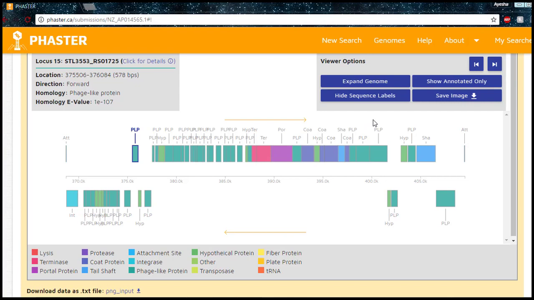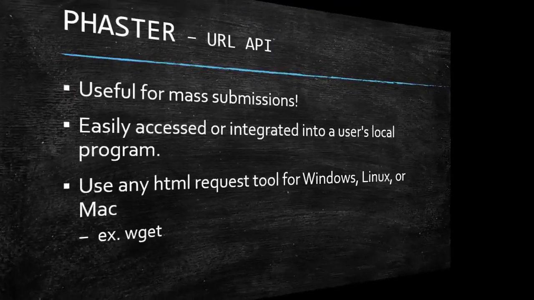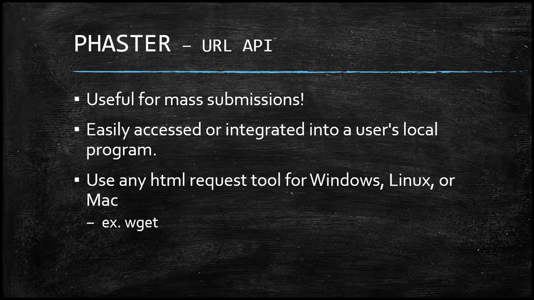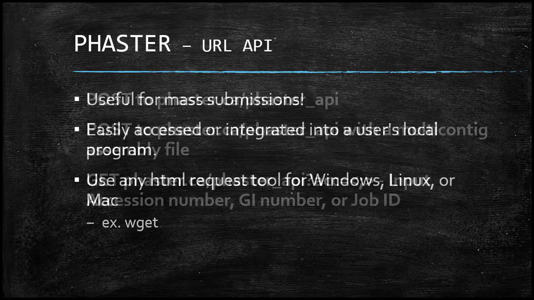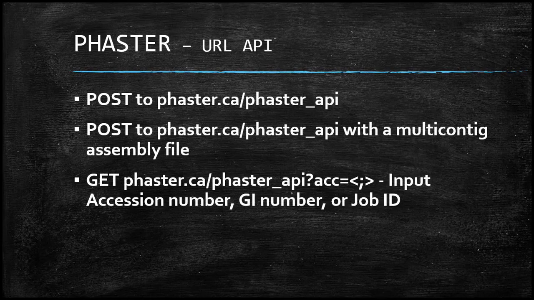This submission process is useful for submissions of individual files or a few sequences. However, if you have lots of sequences to run, the PHASTER URL API can be a powerful tool. This URL API can be easily accessed or integrated into a user's local program. You can use any HTML request tool for Windows, Linux, or Mac. You can post to phaster.ca by uploading a FASTA DNA sequence. You can also post to phaster.ca with a multi-contig assembly file. To do this, make sure to set the contig option to 1.